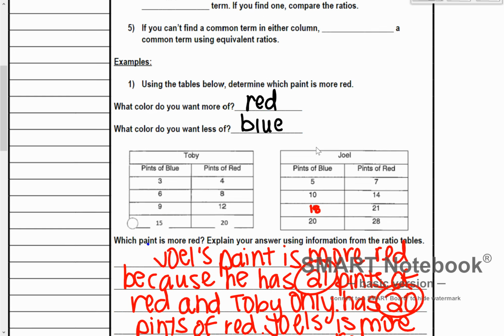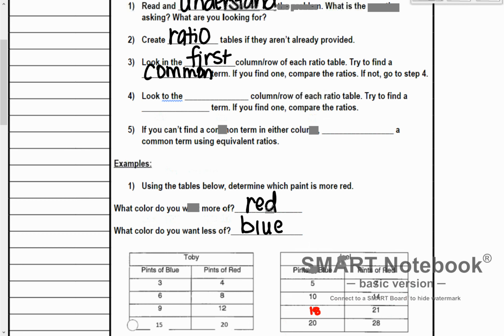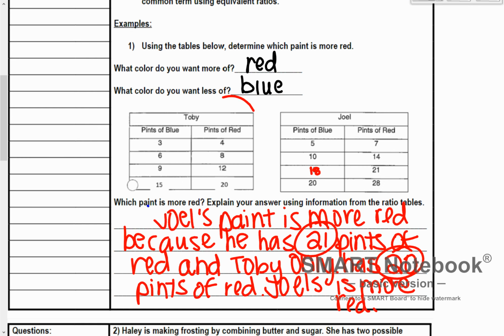Okay, so then I would go to step number 4, and I would look to the second column or row of each ratio table to try to find a common term. So for this example down here, we would look to the pints of red and the pints of red over here. So we've got a 4, no 4, 8, no 8, 12, no 12, 20, no 21, no 28. So there's nothing common in those rows.